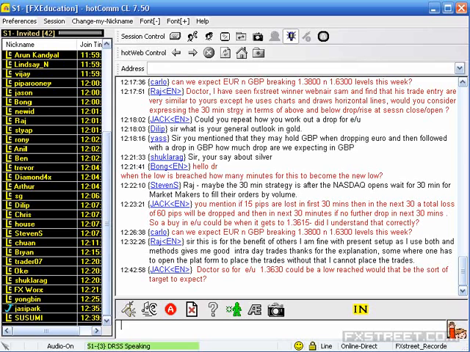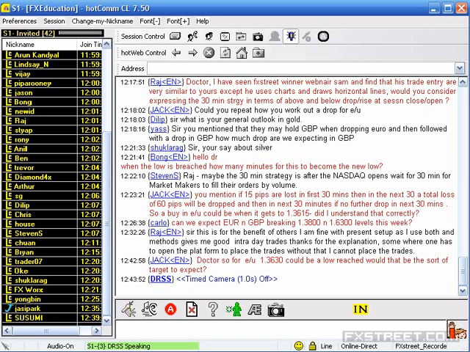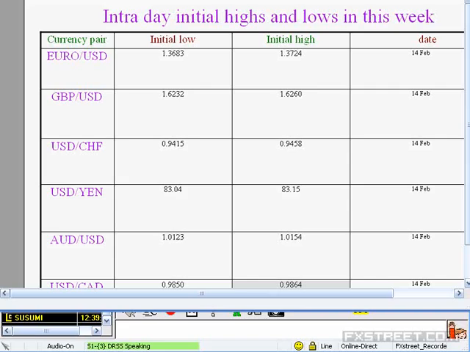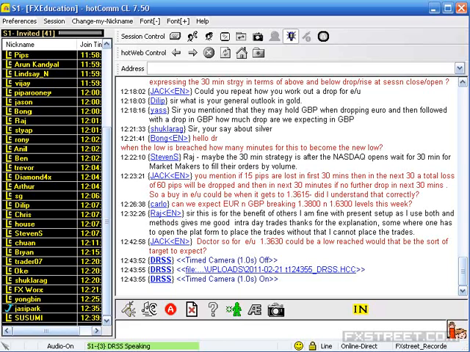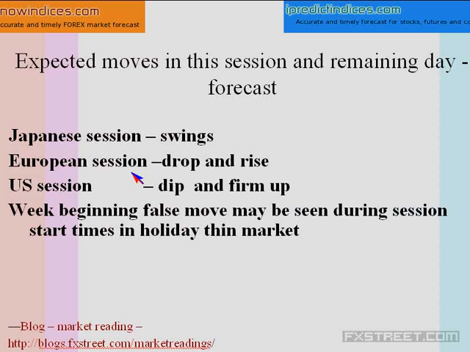So learning is a difficult task rather than doing a physical task. Jack, for Euro, 36.30 could be the low reached. Yeah, most likely they could make such drops. Okay, no more questions here. Then let me go back to the PowerPoint presentation.